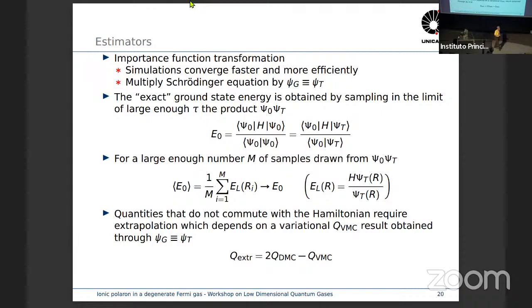When we go to estimate other quantities, quantities that do not commute with the Hamiltonian, then we might need to do what is called extrapolation. We take twice the result from the diffusion Monte Carlo method and subtract one value from a variational calculation. As the trial function gets better and better, this converges to the exact quantity.